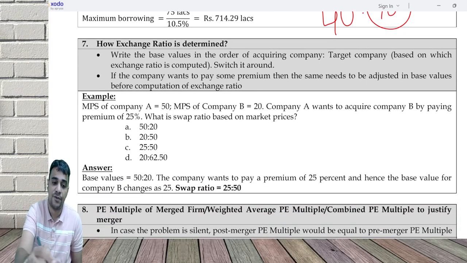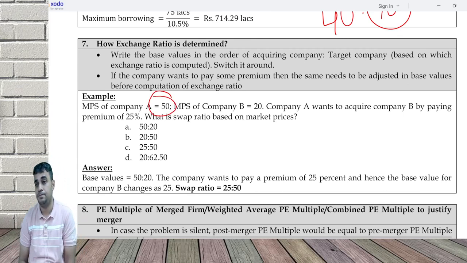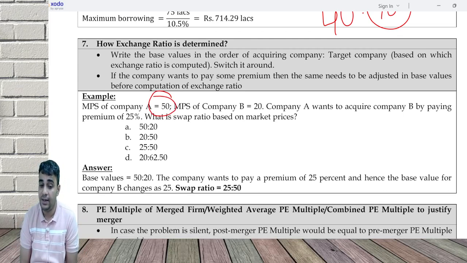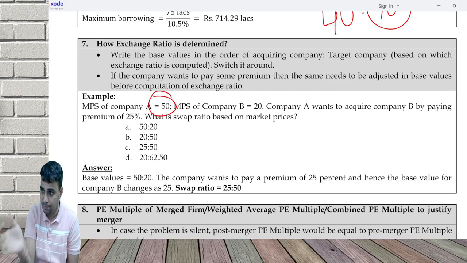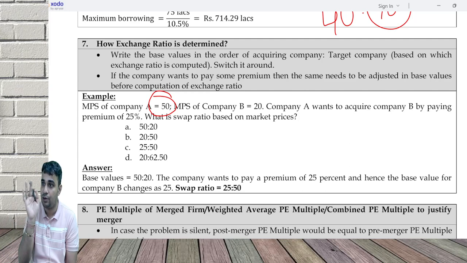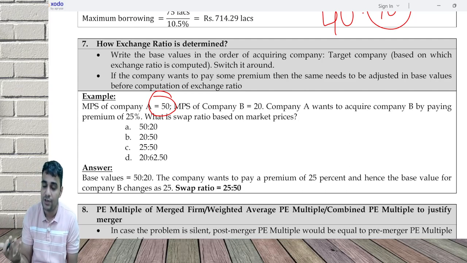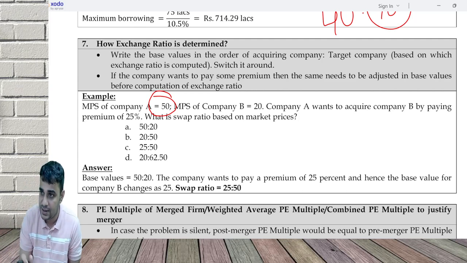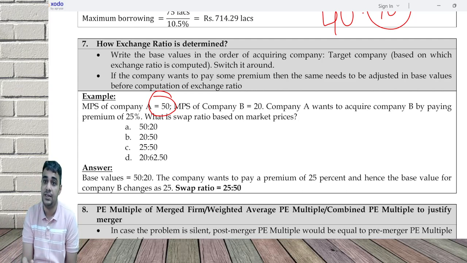Example: MPS of company A is 50, company B is 20. A wants to acquire company B by paying a premium of 25%. This came in the exam. A student made a mistake in the swap ratio. You know what will happen later, because the moment you write a wrong swap ratio, EPS is wrong, MPS is wrong, market value is wrong, everything goes wrong. And he was very confident, saying that I should have got full marks because you made the mistake at the first stage itself.